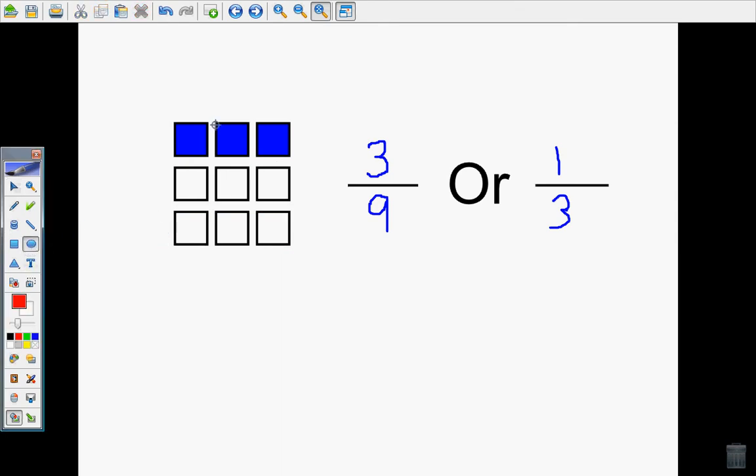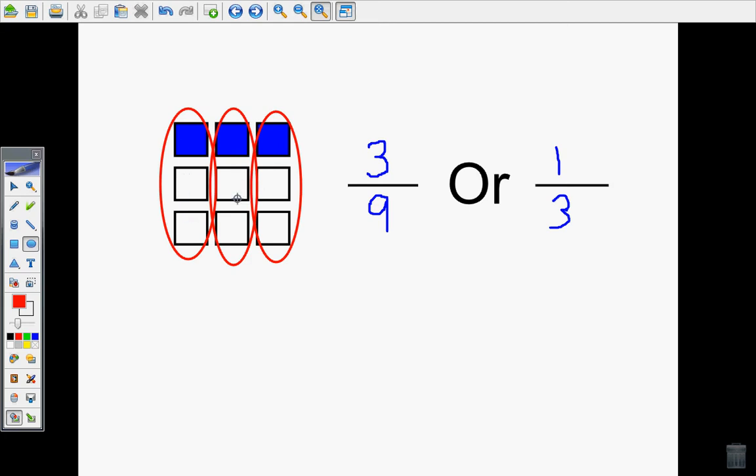If I had drawn my circles going this direction, I would have a slightly different appearing diagram. My circles are going up and down. I still have 1, 2, 3 items in each one. And now I really want to analyze each one of these sets. Looking at just this set right here, I notice I have 3 total pieces, 1, 2, 3, and 1 out of those 3 has been colored in.